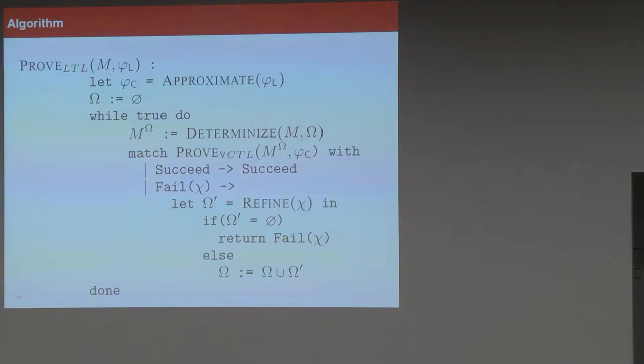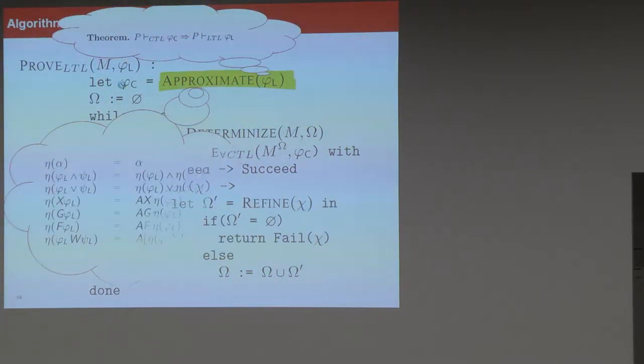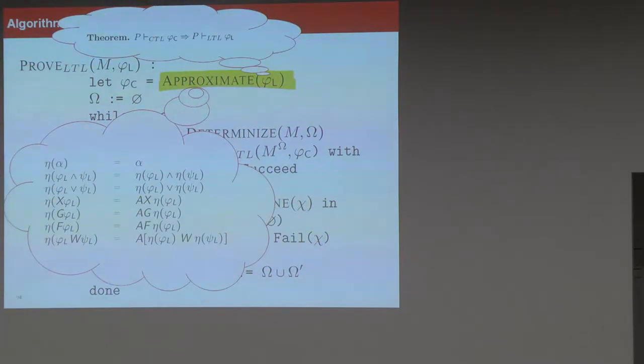So we're going to take our system that we're trying to prove something of, and here's the property we're trying to prove. And the first thing we do is we approximate it in CTL. And this is sort of the natural thing. You walk over the structure of the temporal formula that we're trying to prove, and whenever we see a G, we put an AG there, and whenever we see an F, we put an AF. Right. So we just walk over it and turn it into CTL. And there's some things about negation which we don't need to talk about here.